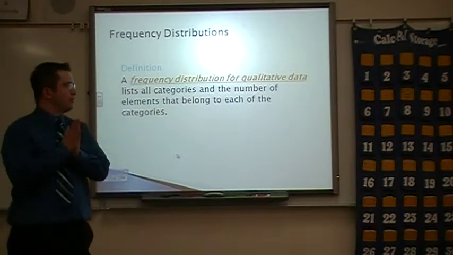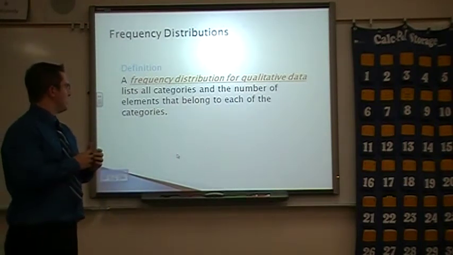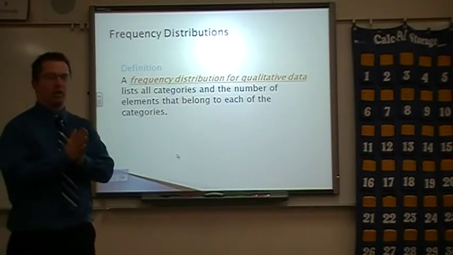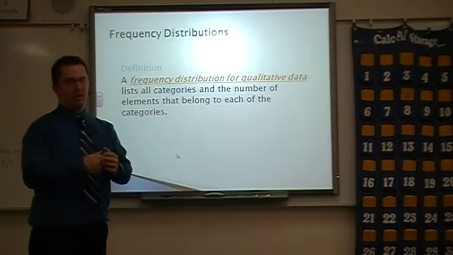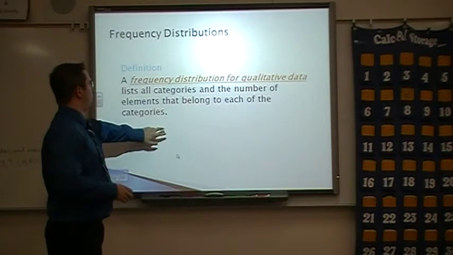All right, frequency distribution for qualitative data: list all categories and the number of elements that belong to each of the categories. Remember qualitative versus quantitative. Quantitative is in numbers. Qualitative is categories. We have to remember the difference between those two.